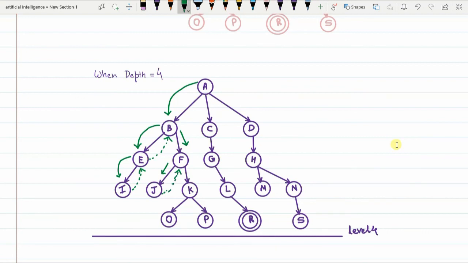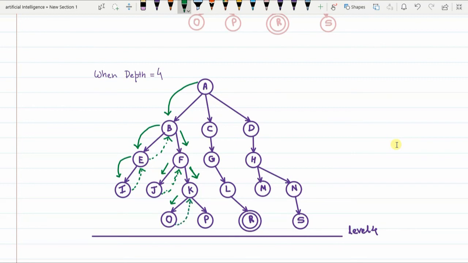After reaching F, we realize that there is another branch which is left, that is from F to K. So the algorithm goes to K. Again, K is not a goal node, so K can be expanded further either as O or P. Randomly, let's say we choose O. After reaching O, we realize that O is not a goal node and O also does not have children, so you have to backtrack back to K.